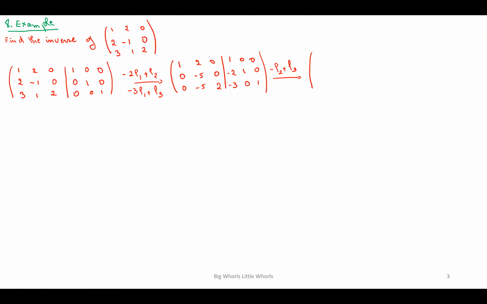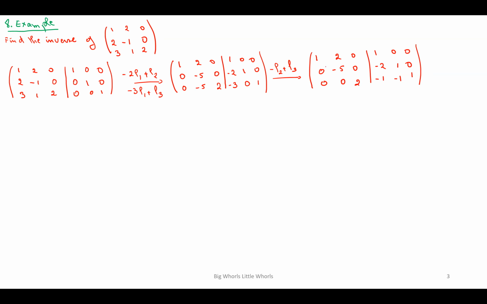Okay, so here I'm going to have minus row 2 plus row 3 to be able to cancel that minus 5 in row 3. So 1 2 0, 1 0 0, and here we have 0 minus 5 0, minus 2 1 0, and here 0 0, and I'm left with the 2 here. So here minus plus is 2 minus 2. I'm doing minus row 2 plus row 3, so I'm left with minus 1 here, here as well, minus 1, and 1 there. Okay, so I'm going to continue here.